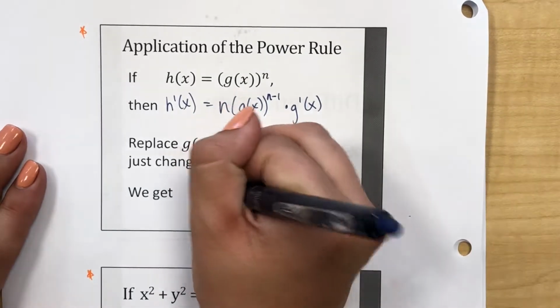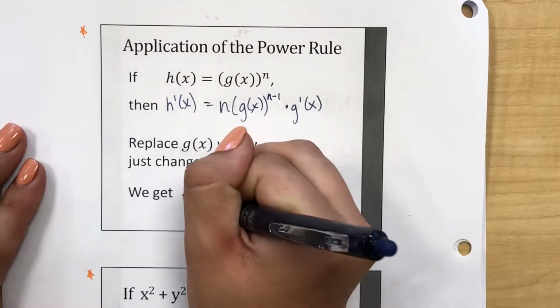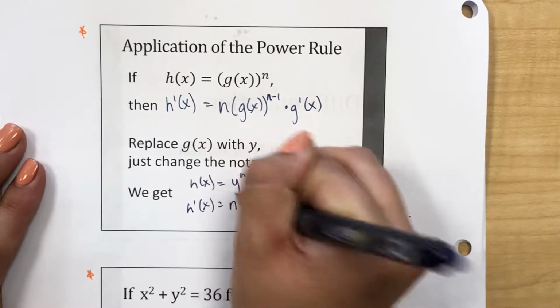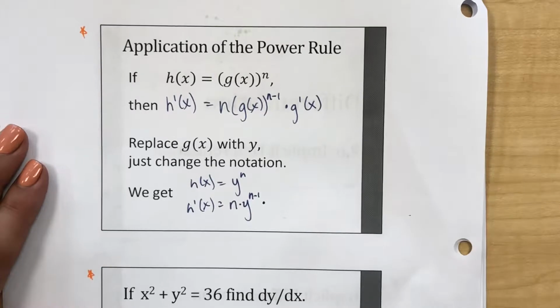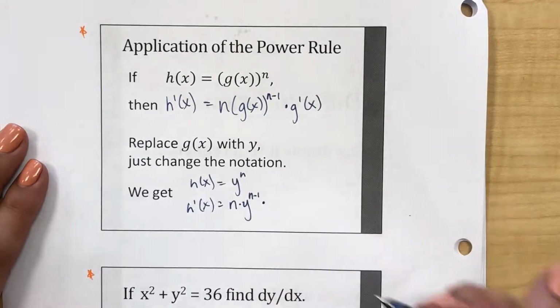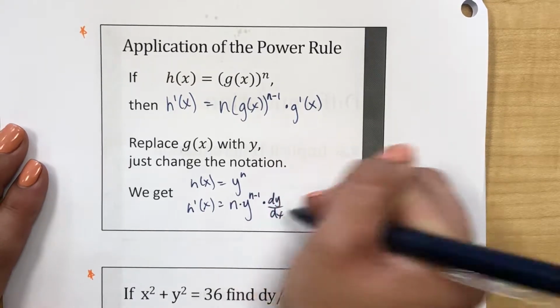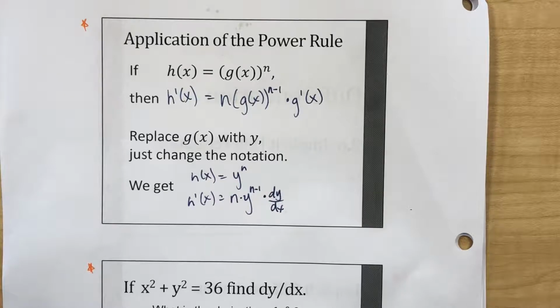So I'm going to say h of x equals y to the n. So h prime of x would equal n times y to the n minus 1 times the derivative of the inside, which is the derivative of y, y prime or dy dx. I'm going to use this notation, dy dx. So why do I multiply by dy dx? Because that's the derivative of the inside.